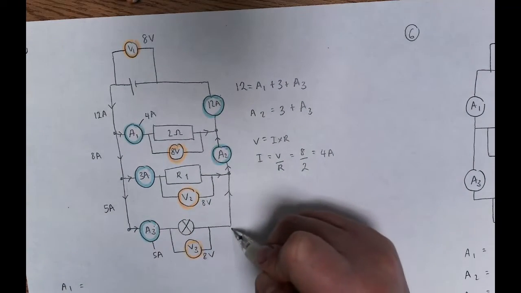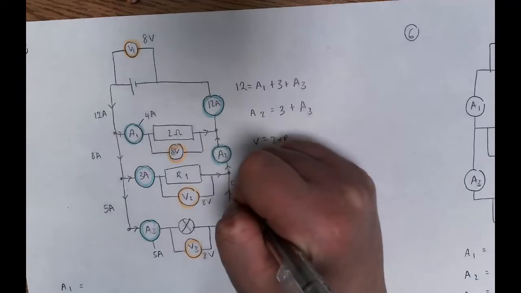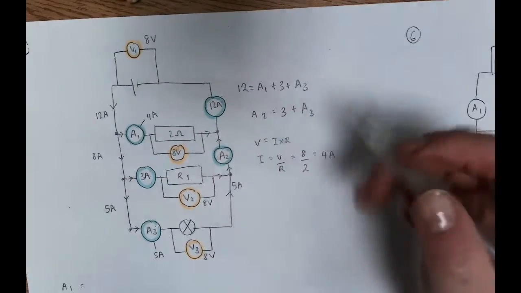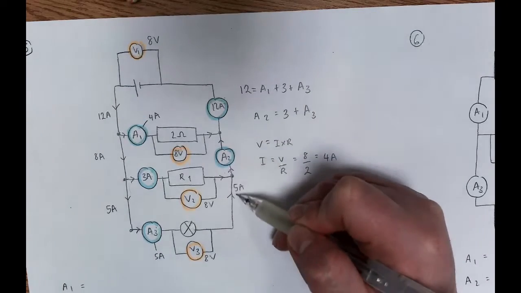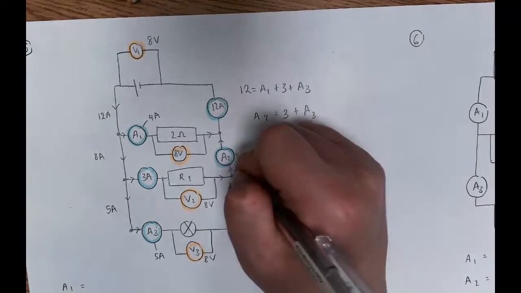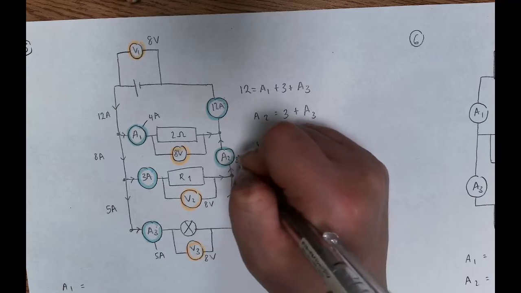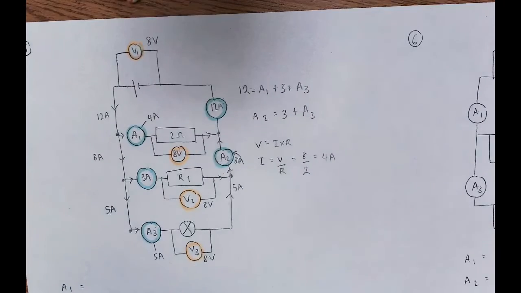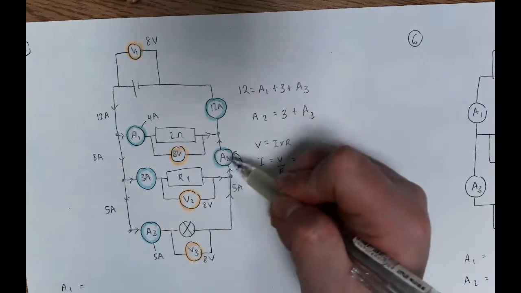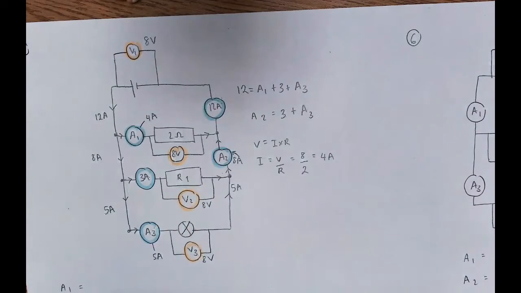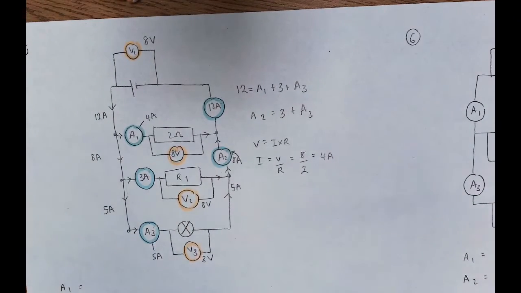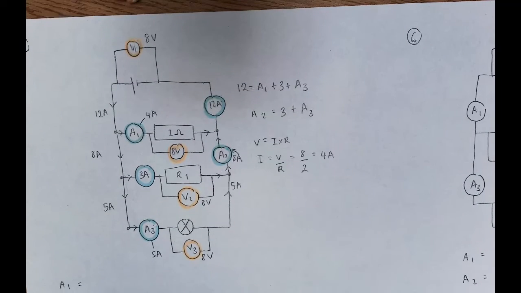5 amps will flow through this section. And now at this junction, the 3 amps from this branch plus the 5 amps from this branch recombine, so I must have 8 amps at A2. I can check this because 8 and 4 from this branch are then going to recombine and make 12 amps.